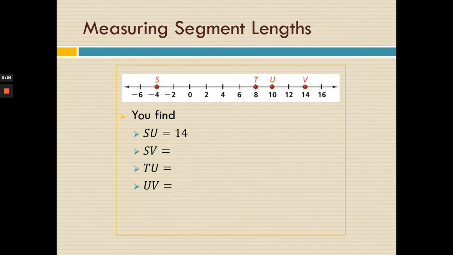Okay, here's what I got for those. We got SU is 14. The distance from right here to right here, 10 minus -4, is 10 plus 4, which is 14. For SV, we got 14 minus -4, we got 18. For TU, we got 10 minus 8, which was 2, or 8 minus 10, the absolute value of -2 is +2. And then UV, we got 14 minus 10 is 4.